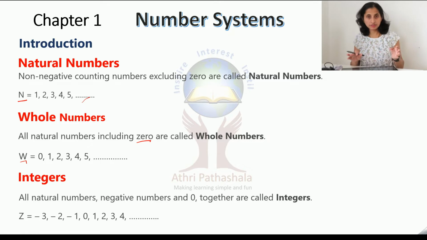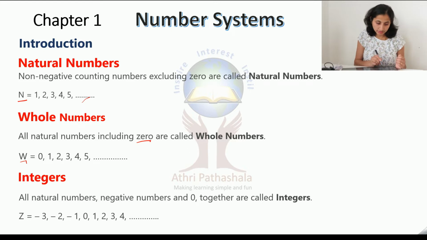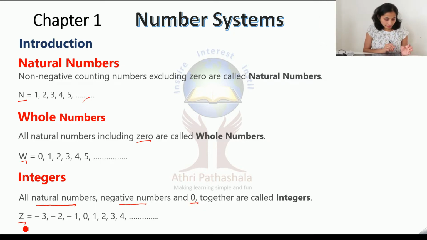integers. Integers means all the natural numbers, 0 and negative numbers all together we will call integers. So it contains natural numbers, negative numbers and 0. It is denoted by the letter Z. -1, -3, -6, 0, 1, 2, 3 etc. are all integers.